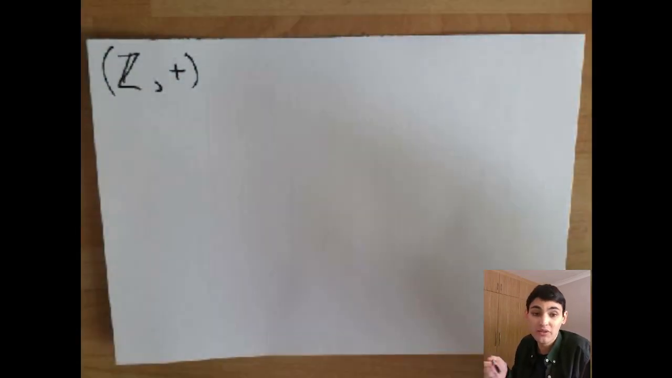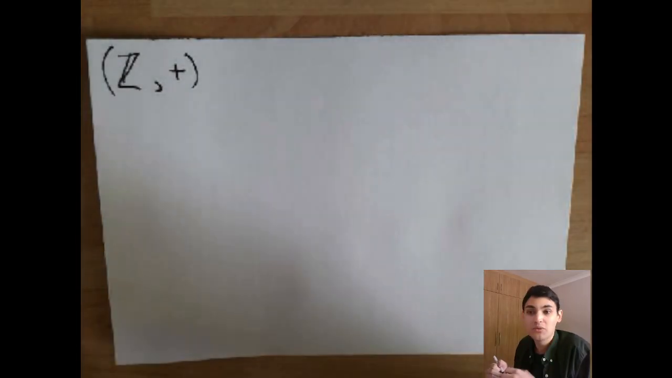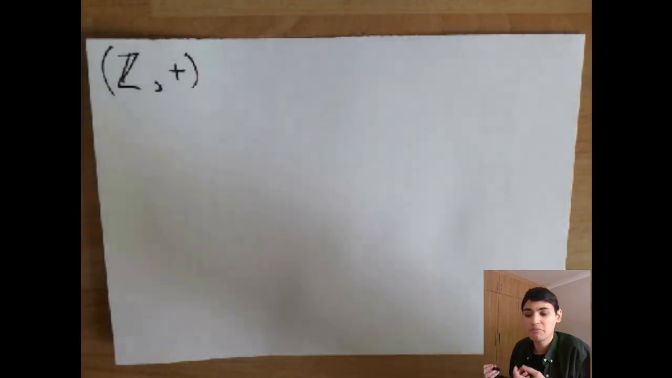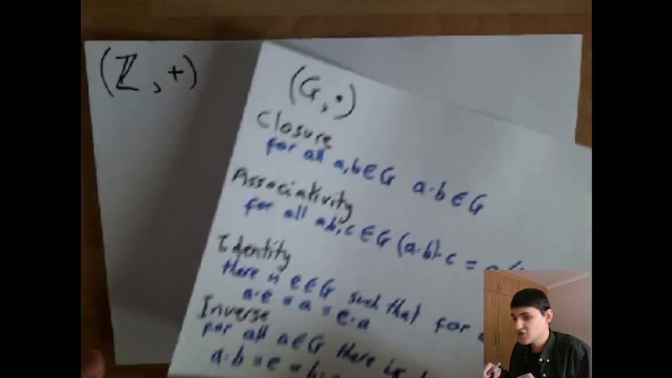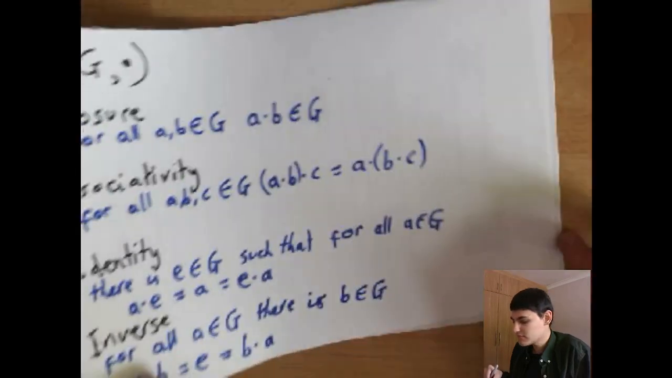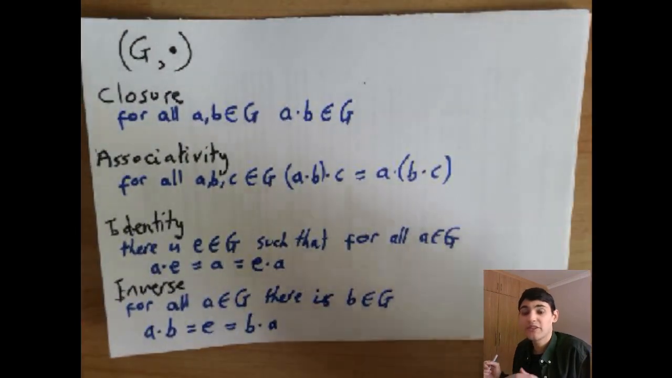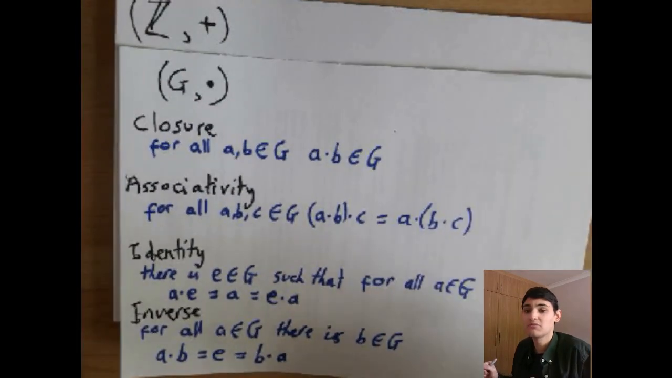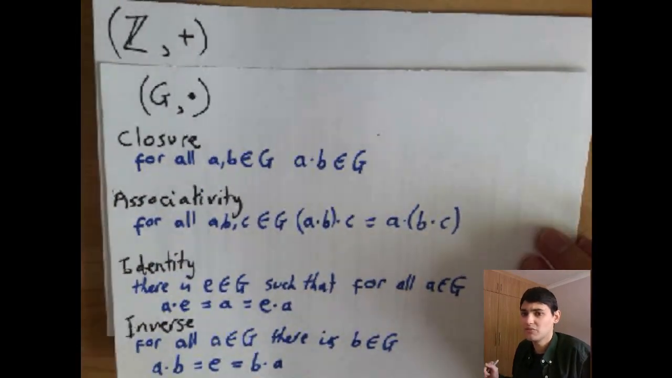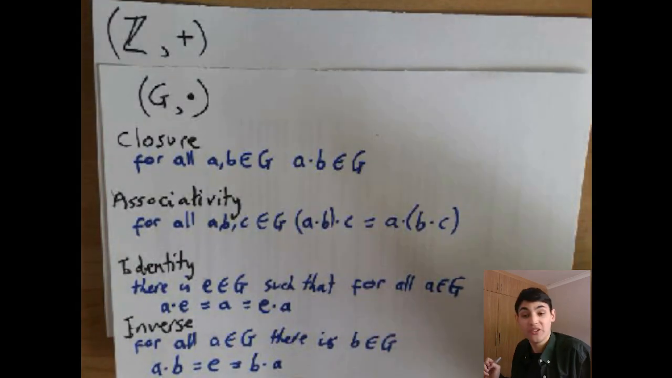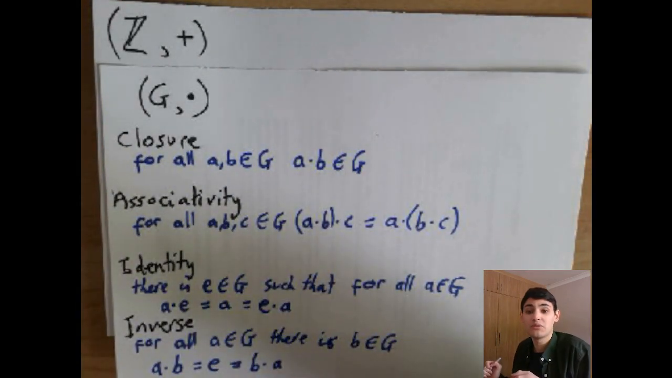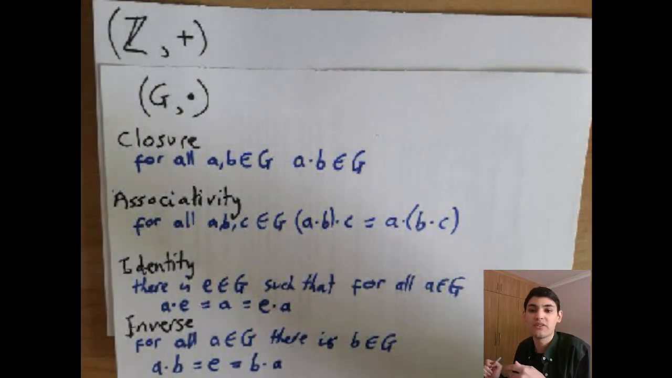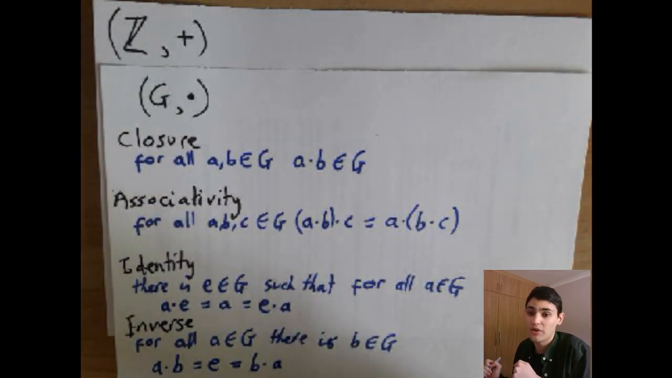Now, I'm not going to write down all the axioms again and try to prove them all for this, but let's talk through them. What is an integer? It's a whole number. So for the closure axiom, if you add two whole numbers, do you get a whole number? Well, yeah, I'm pretty sure that's right. Associativity, well, we did an example earlier, and you can double check yourselves that it works for all whole numbers.